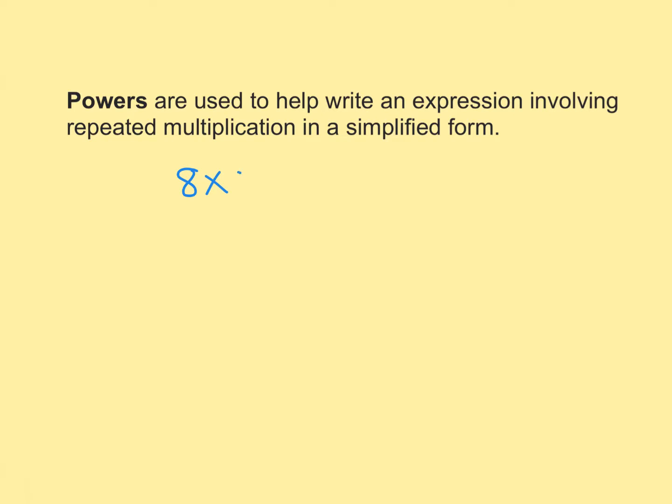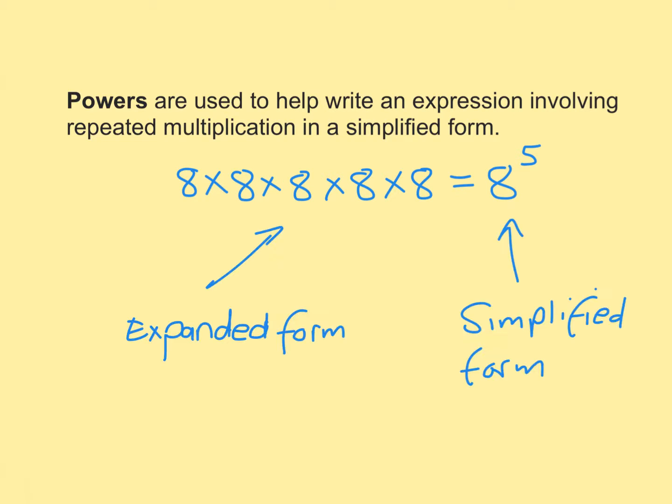8 multiplied by 8 multiplied by 8 multiplied by 8 multiplied by 8 could actually be written as 8 to the power of 5. So this 8 by 8 by 8, etc., is called expanded form, and 8 to the power of 5, with the little power of 5, is called a simplified form.